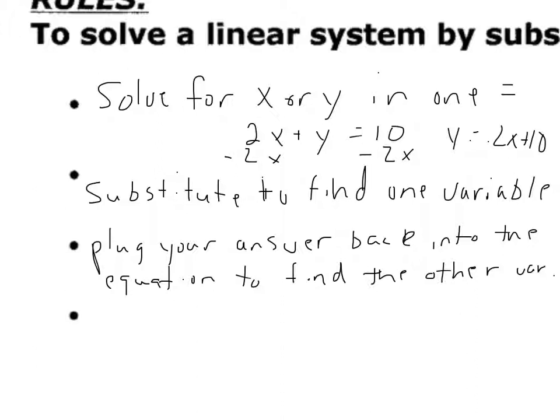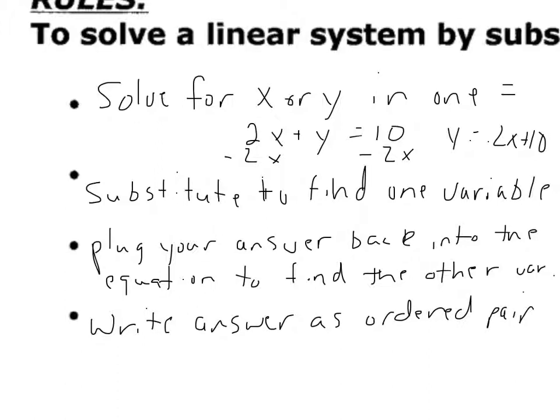And then finally, write answer as ordered pair. So there's your 4 steps to solving a linear system by substitution. If you need to pause the video so you can get all these down, please do. Okay, so we're going to go ahead and start on these guys.